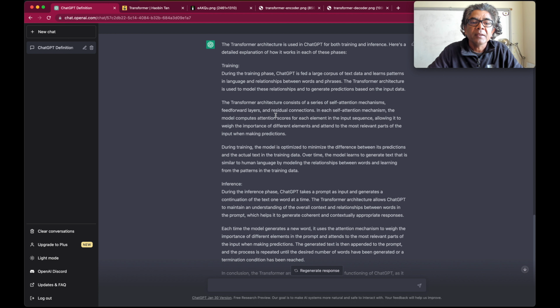But basically, the idea is that in the training part, the self-attention mechanism, feed-forward layer, and residual connections all work together to give attention to the most important parts of the given sentence or sentences. And based on the attention given, when the answer is generated, it evaluates the answer's correctness based on the weight of attention given to each word or each token in the given sentence or sentences.